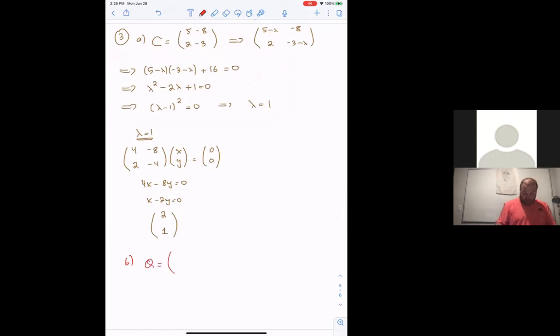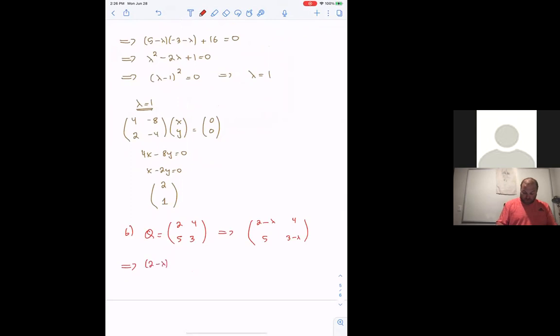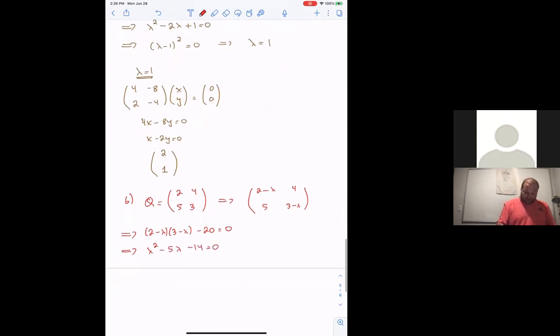Q is equal to 2, 4, 5, 3. Let's start by subtracting lambda along the main diagonal, then taking the determinant, which is (2 minus lambda)(3 minus lambda) minus 20, set equal to 0. Multiplying it out, lambda squared minus 5 lambda, 6 minus 20 is equal to 0. Hopefully this is factorable. I really don't want to use the quadratic formula if I don't have to. (Lambda minus 7)(lambda plus 2) is equal to 0.